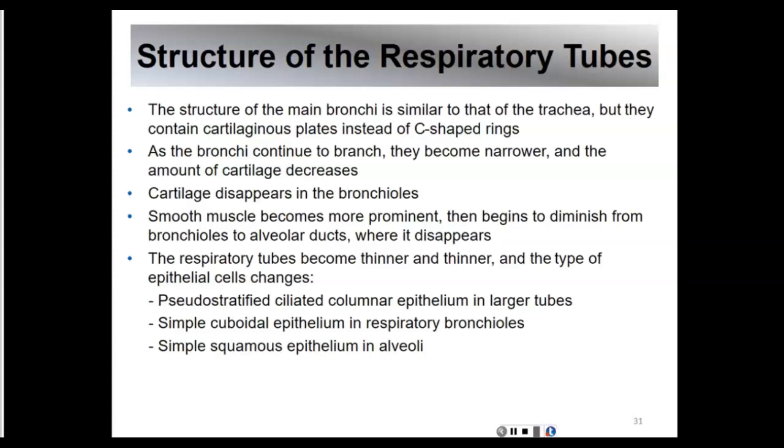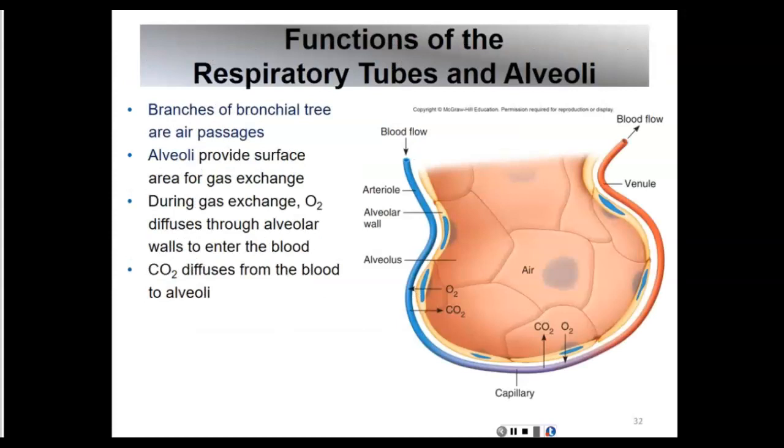We go from pseudostratified ciliated columnar epithelium in the larger tubes to simple cuboidal epithelium in the respiratory bronchioles, then down to simple squamous epithelium in the alveoli. So here's a picture of our alveoli. We have branches, or these little sacs of cells. In here, they provide a surface area for that gas exchange. During the gas exchange, oxygen will diffuse through the alveolar wall to enter the blood. Then carbon dioxide will diffuse from the blood to the alveoli.